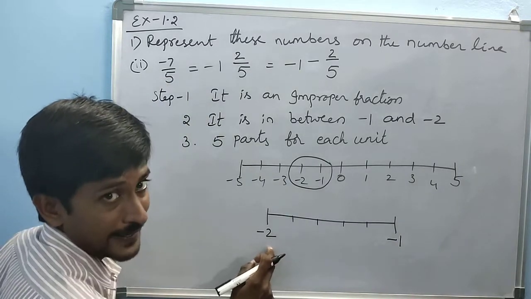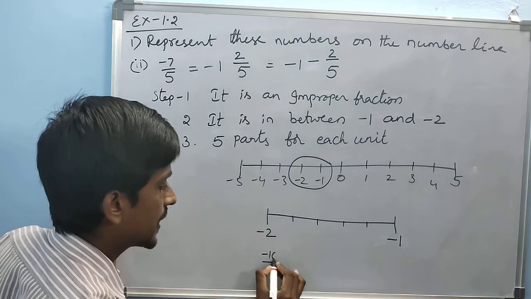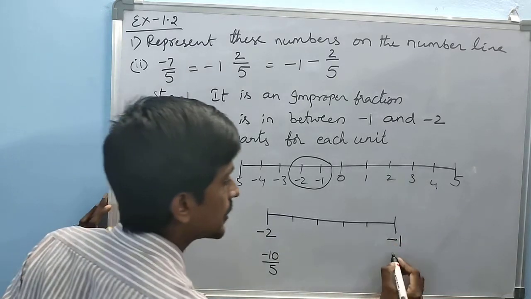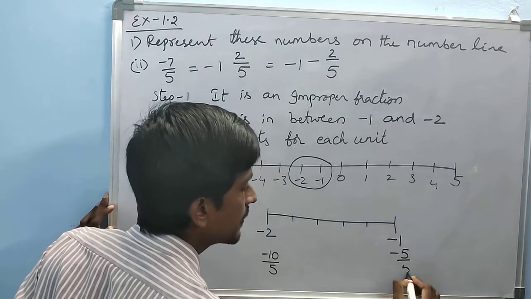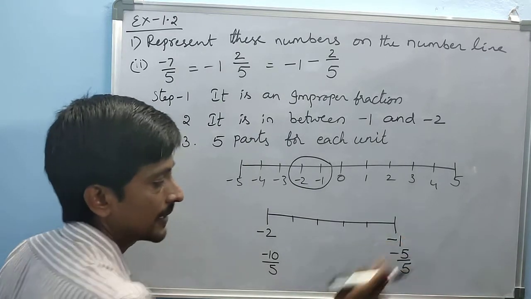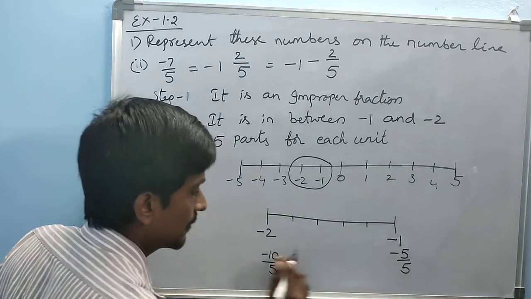Minus 2 can be written with denominator 5. So minus 10 by 5 means minus 2. This is also minus 5 by 5. So 5 cancels, you will get minus 1. Minus 10, minus 5.